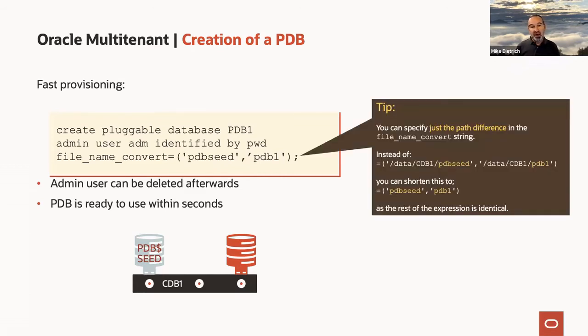If you wonder about the file name convert, I can give you a tip here. The file name convert string has a very simple pattern matching. So instead of saying /data/cdb1, PDB seed, and convert this to, I can only convert the differences in the base strings, like PDB seed to PDB1. This makes writing much easier. In ASM, you don't care, because there everything is Oracle managed files and gives you much more pleasure anyways.